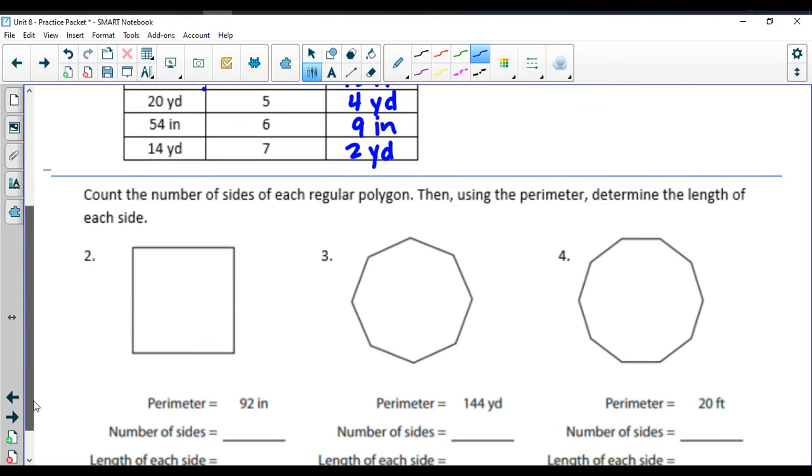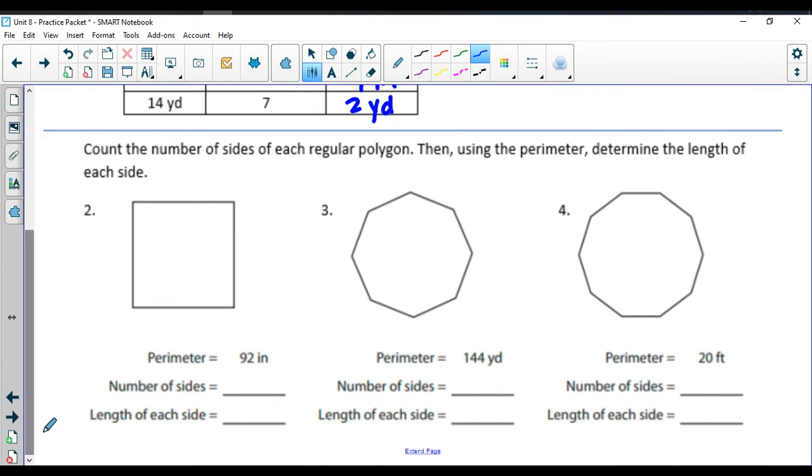For the next part, count the number of sides of each regular polygon, then using the perimeter, determine the length of each side. In number 2, our n is equal to 4 here. So if I do 92 divided by 4, I get 23 inches for each side. 1, 2, 3, 4, 5, 6, 7, 8 is my sides here. So if I take 144 and divide by 8, each side length is going to be 18 yards.